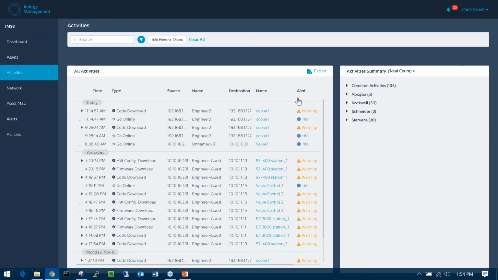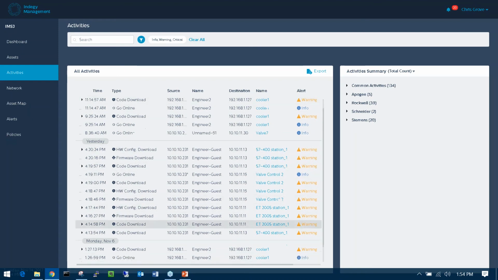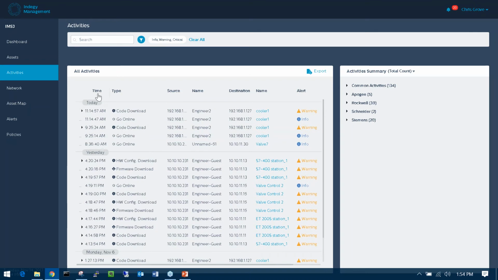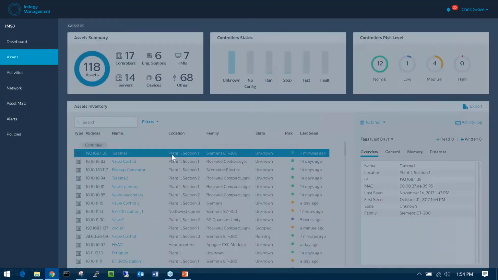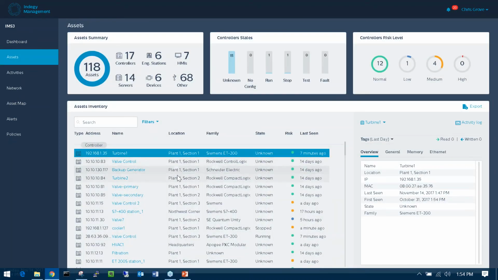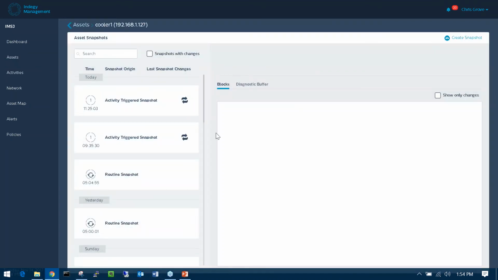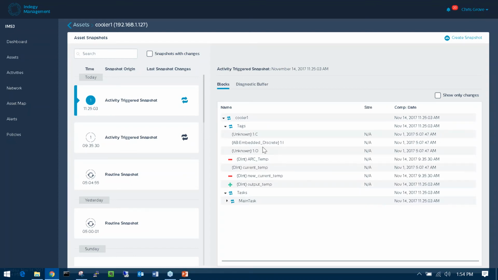You can see in this alert column, we would have had a long trail of alerts letting us know that this activity is taking place on our devices. And ultimately, what we're trying to do is protect the recipes and the code that lives on the different devices. So I also need to be able to jump in and take a look at the code that's inside of the PLC and understand what kinds of changes have happened.